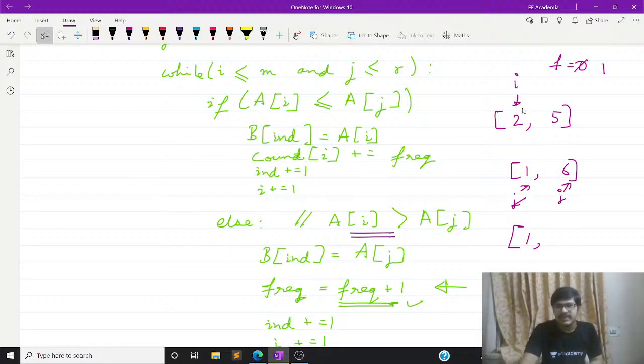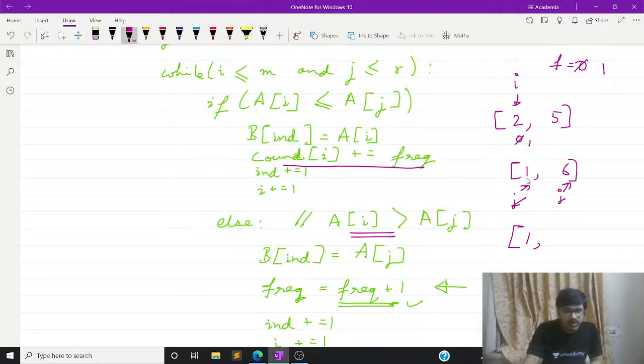Now I see that 2 is smaller than 6. So what I do first, I increment the count of this element by frequency. Count of 2 at this point was 0. Now this is going to be 1 because 1 is smaller than 2. So now I increment the count and put this element 2 inside it. Now I moves here.